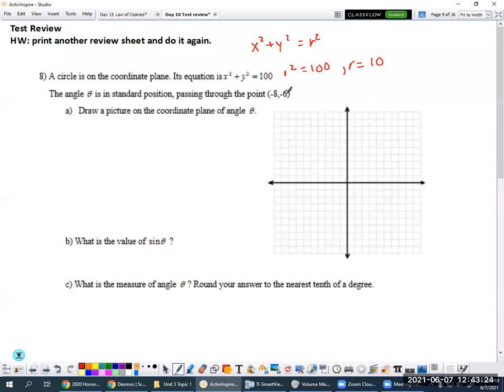I'm told that theta is in standard position and it passes through -8, -6. So here's the point. Is that it? Yeah, that was good.